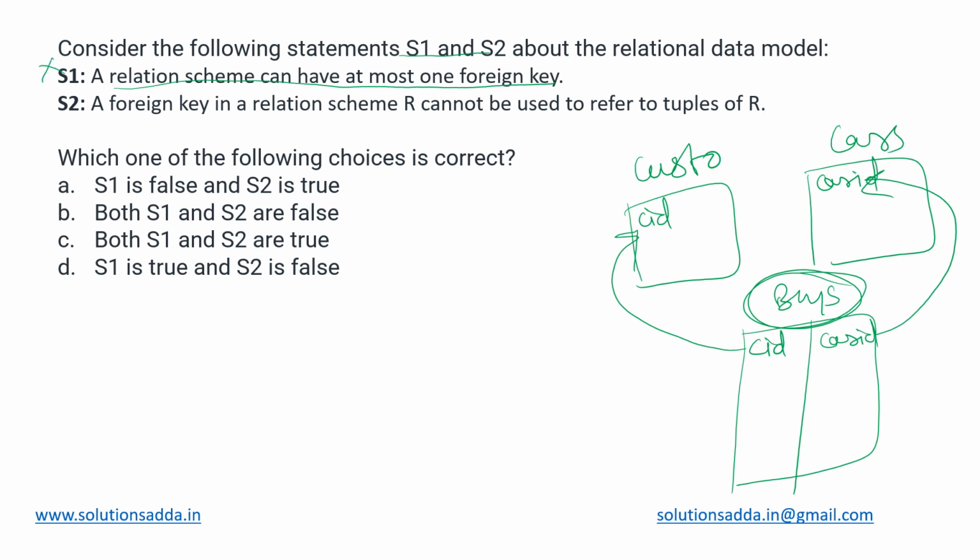Looking at the next one, a foreign key in a relation scheme R cannot be used to refer to tuples of R, which means it is trying to say that in the relation R, we cannot have a foreign key referring to some tuple of R itself. No, it is incorrect because we have self-referential foreign keys as well.